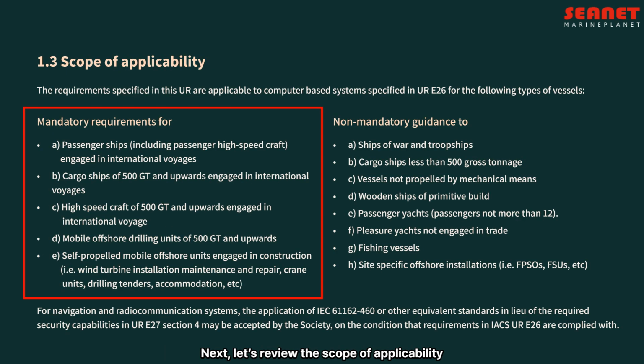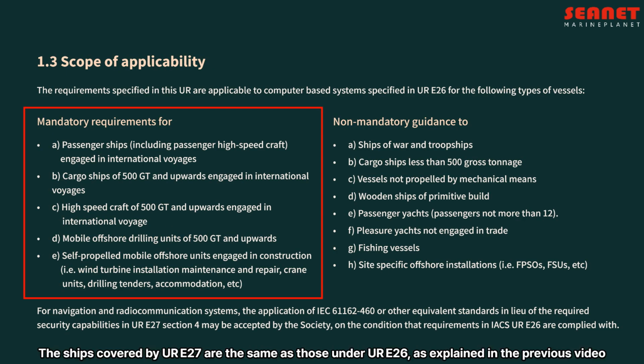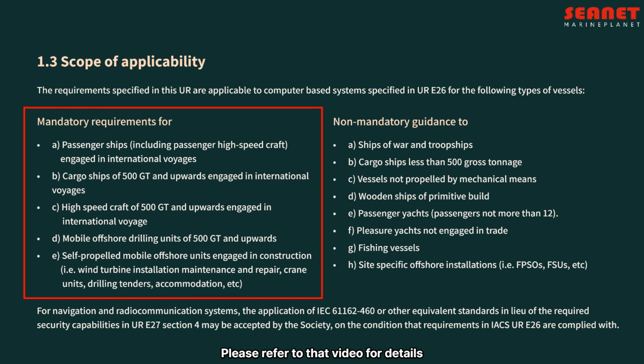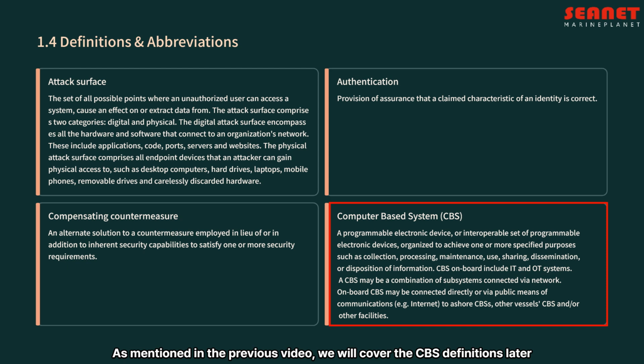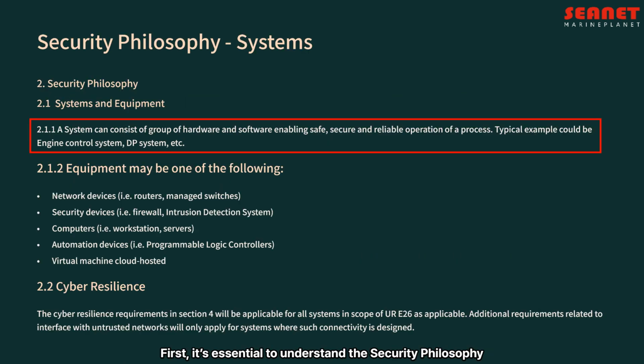Next, let's review the scope of applicability. The ships covered by UR-E27 are the same as those under UR-E26, as explained in the previous video. Please refer to that video for details. As mentioned in the previous video, we will cover the CBS definitions later. In this video, we will skip that section. First, it's essential to understand the security philosophy. So, let's start by looking at systems and equipment.